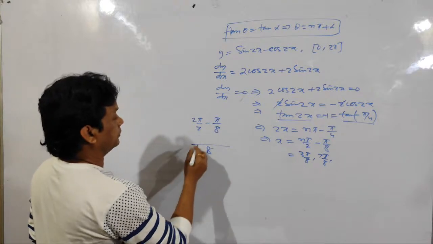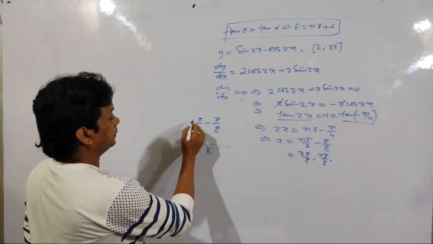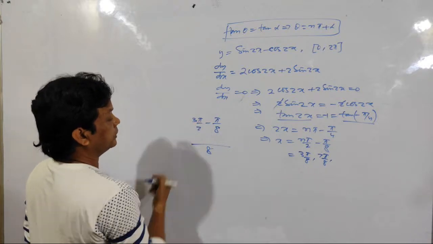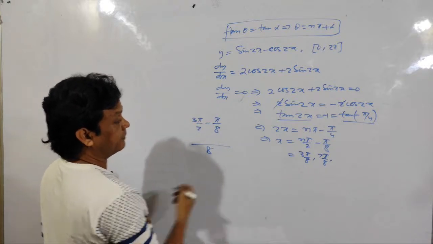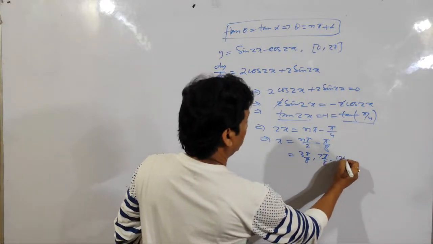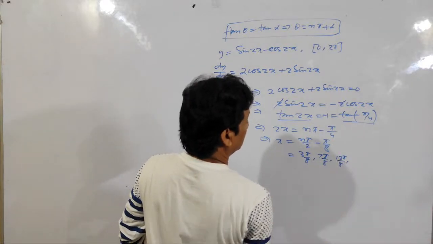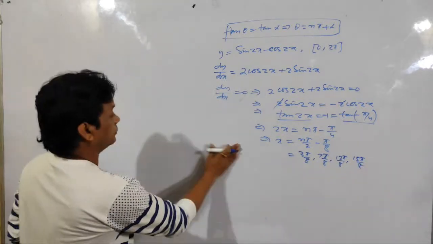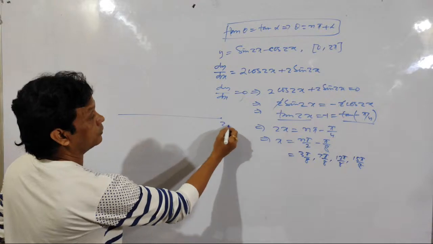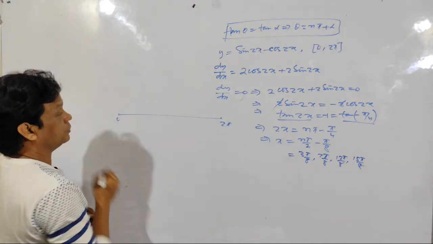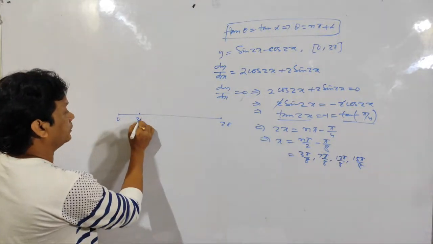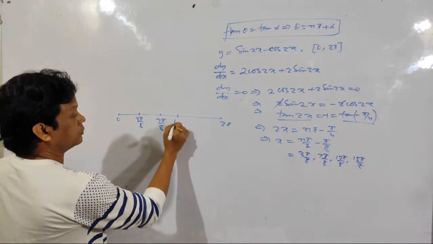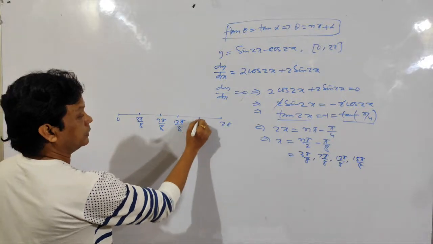Then n is equal to 3, so 4 times 3 is 12, 12 pi by 8. Then the last one is 15 pi by 8. Sorry, 2 pi. This one is 0, this one is 3 pi by 8, this one is 7 pi by 8, this one is 12 pi by 8, and this one is 15 pi by 8.